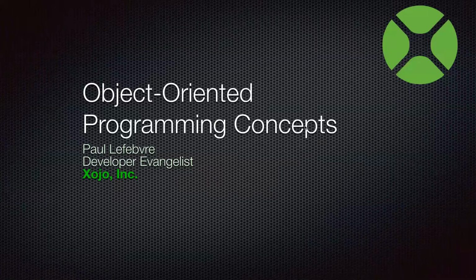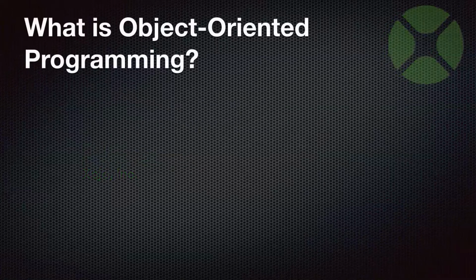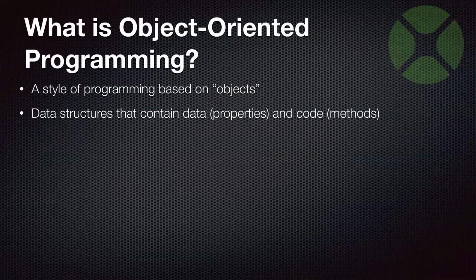Our topic this time is object-oriented programming concepts. So, what is object-oriented programming? Well, as the name kind of implies, it's a style of programming based on these things called objects. And those are data structures that contain either data or code. The data would be in properties, as it's referred to in most languages, including Xojo, and the code would be in methods, which can be subroutines, functions, that sort of thing.